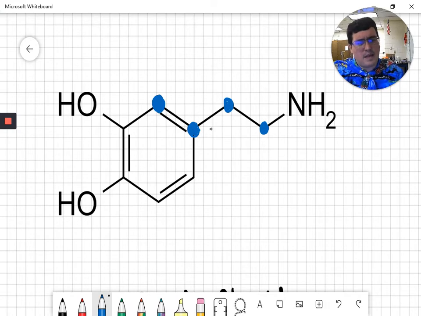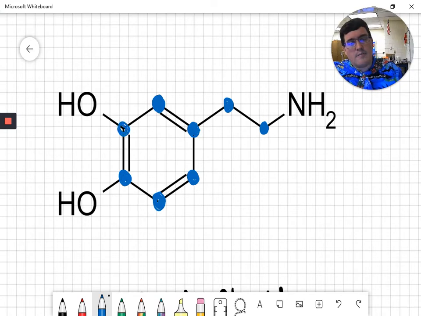But let's go back. Let's keep counting carbons. So we got a carbon down here. And then we got a carbon down here. We got a carbon right here. We do not have a carbon right there because that one goes to oxygen. And we have a carbon right here.